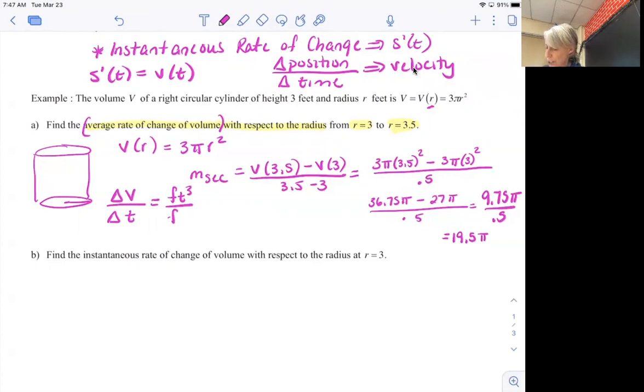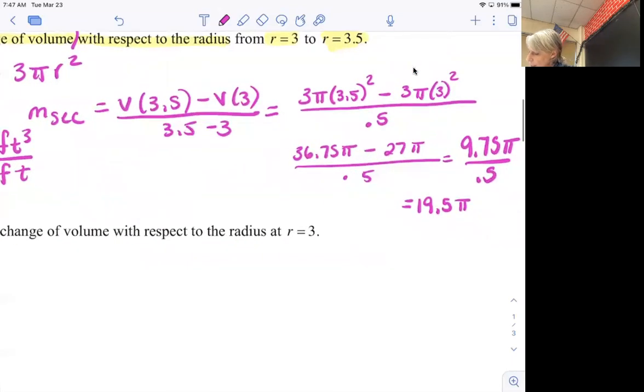Sorry, it wasn't over the change in time. That's what's screwing me up. That's when we get to physics. It's the change in volume with respect to the radius. So it's the change in radius, and that's measured in feet. Don't simplify this. You're describing how it's changing. It's changing as feet cubed per foot. So our units of measure on this would be feet cubed per foot. And leave it, it's fine.